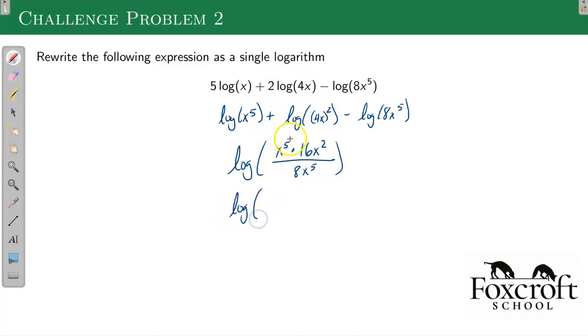I have our logarithm, so our exponential rules. I can combine this into 16x to the 7th over 8x to the 5th. And I can combine these as well. I'm going to get log of 2x squared. So this one's a challenge problem just because there's more simplifying you can do. You have to be careful in this first step, and then you can simplify the inside to something much simpler.